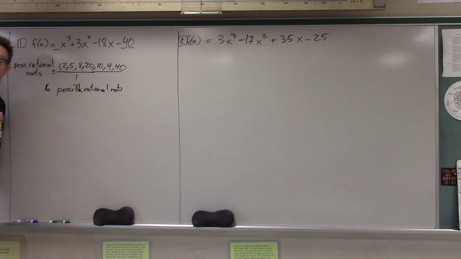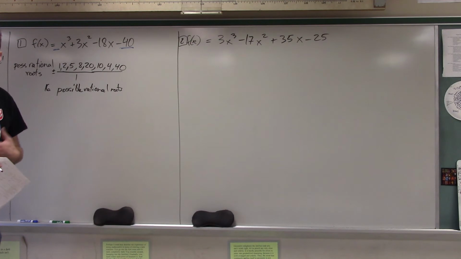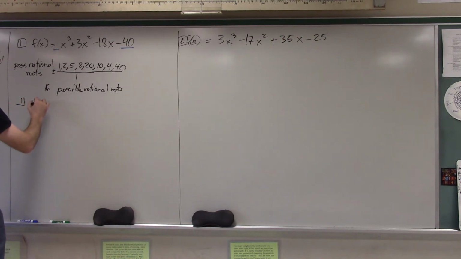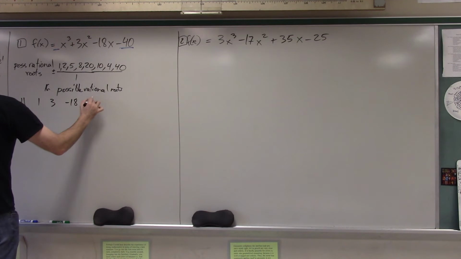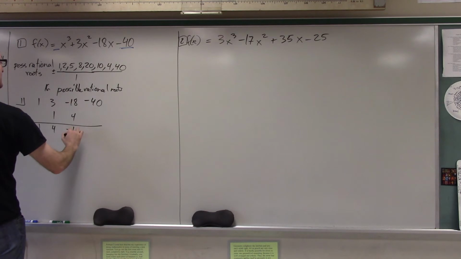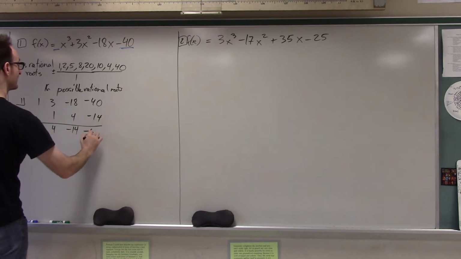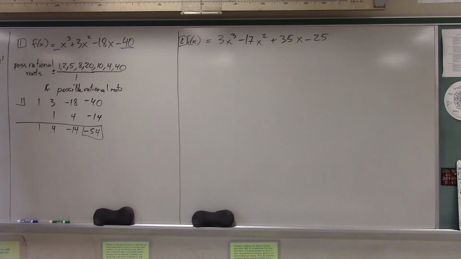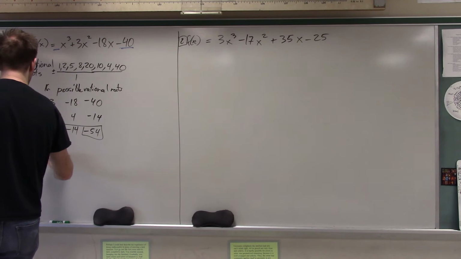And that's it. So we used to start guessing wildly and just keep guessing and guessing forever. But now we've narrowed it down to only 16 possible numbers to check. So I try 1. So 1, 3, -18, -40. I try 1, does that work? Well, 4, -14, -54. It doesn't work. And I can try -1, and I can try 2, and I can try forever. So I have only 16 of these to check, and if all 16 of these don't work, then this indeed has no rational roots.